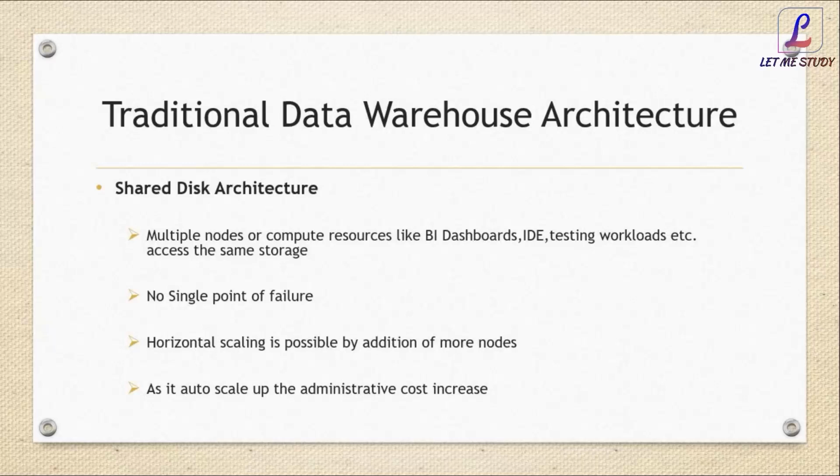In this case, it was a single point of failure. When your storage fails, everything will have issues. In this case, horizontal scaling is possible, where you could add more nodes, meaning more machines, so that is called horizontal scaling. The administrative cost was also higher in this kind of architecture. So this is our shared disk architecture that you may already be aware of.